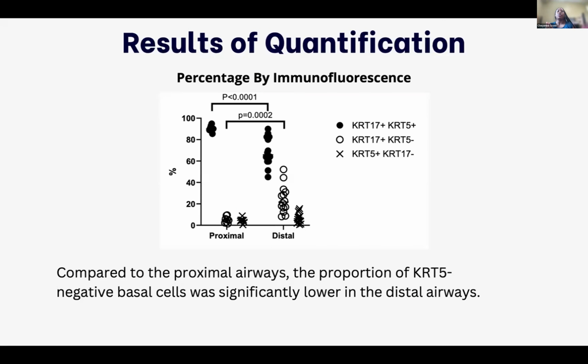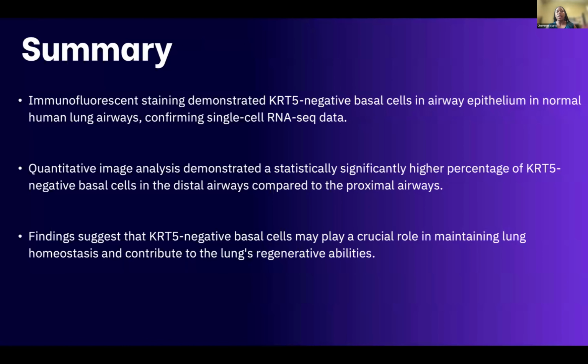So after going through quantification and telling HuBMAP what we were looking for, we noticed significantly higher amounts of KRT5 negative basal cells in distal airways as compared to proximal airways. So we took all these slides for one particular donor. In the future, I think it would be wise to look at different donors as well, and get different frozen tissue from there.